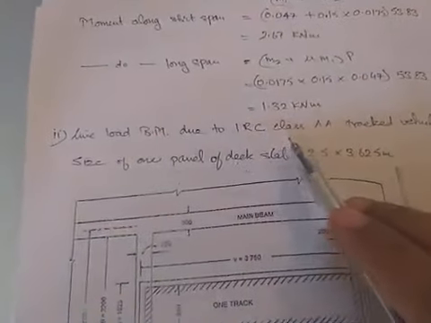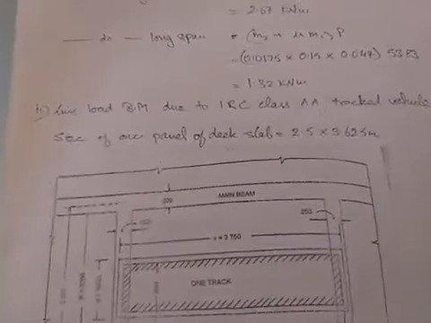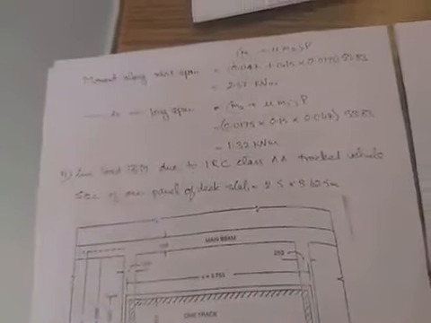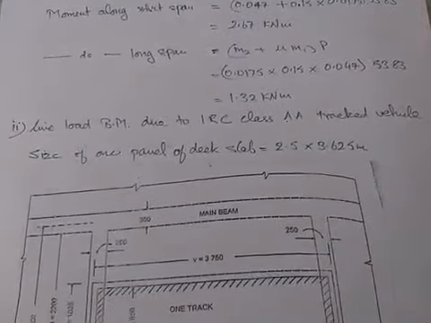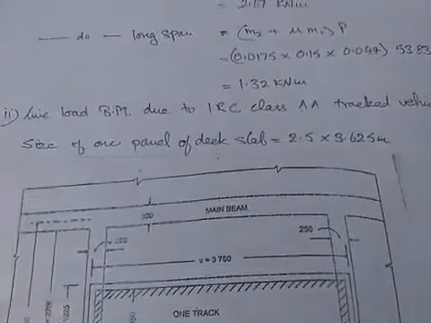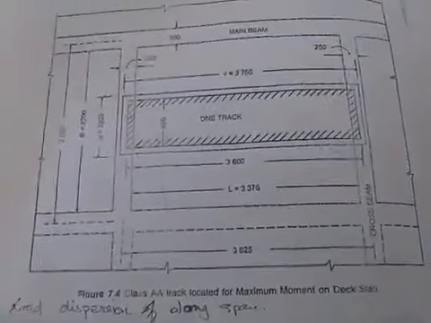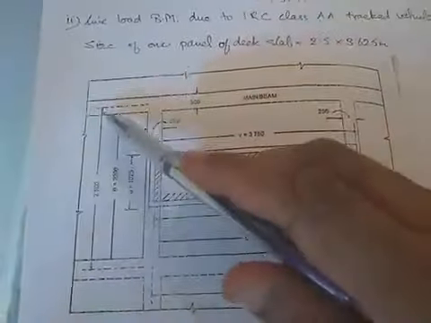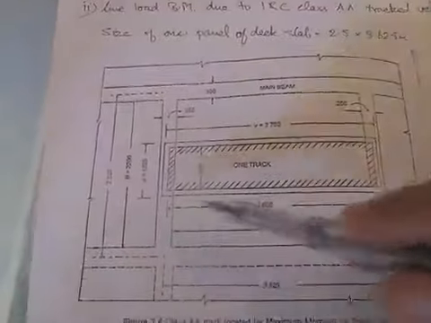Then the second part is where we are going to calculate the live load bending moment. We have taken up the class AA as the IRC loading, and there you know that there are two cases. One is the tracked vehicle and one is the wheeled vehicle. So first we are going to discuss the tracked vehicle. The size of the deck panel of the deck slab is 2.5 into 3.625 meters, which is very clear from this figure.